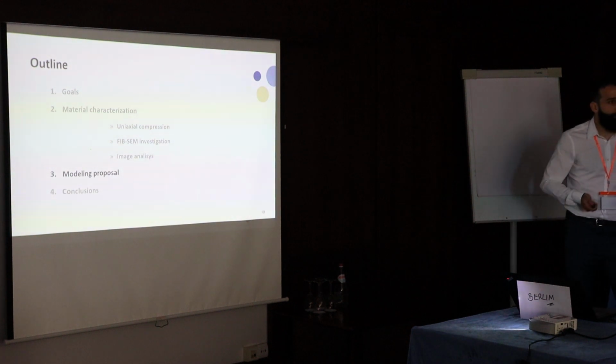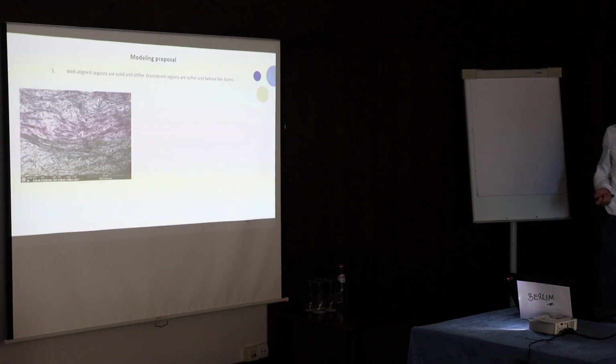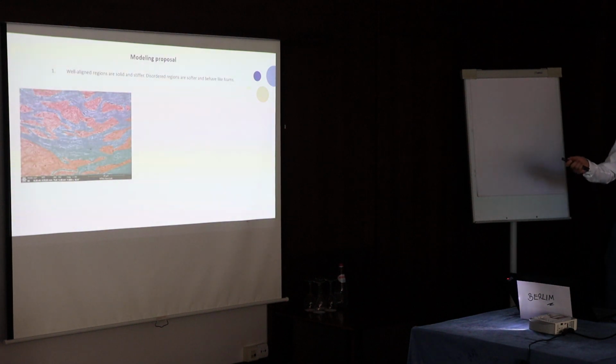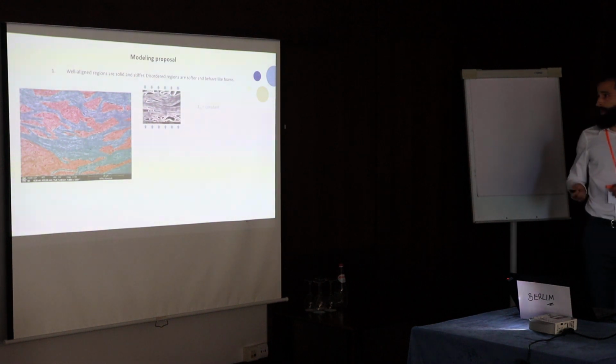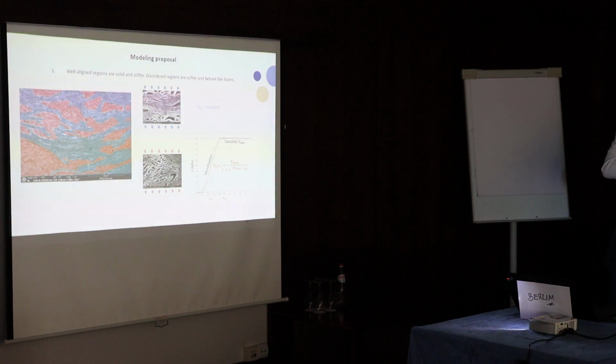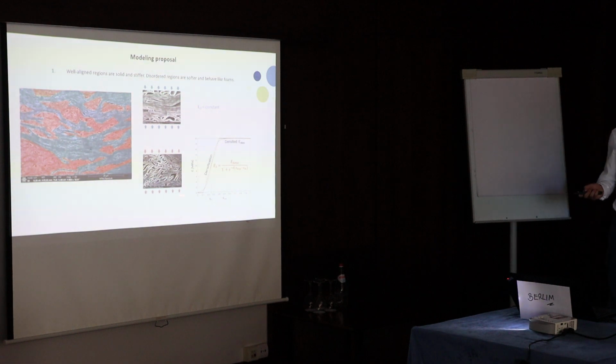Based on this observation, we proposed a simple model of this material. First of all, we assume that the well-aligned regions are more solid and stiffer, and that the disordered regions are softer and behave like foams. That means that at the beginning they are very soft, then they densify, and then they reach a densified status. This behavior can be described analytically by a sigmoid function with three parameters.